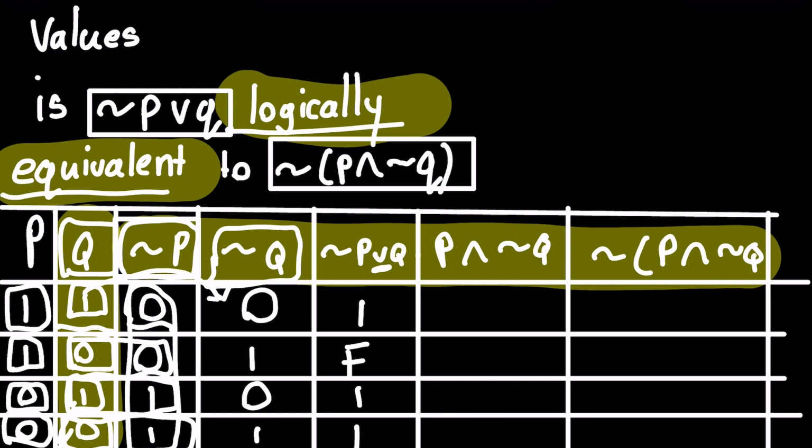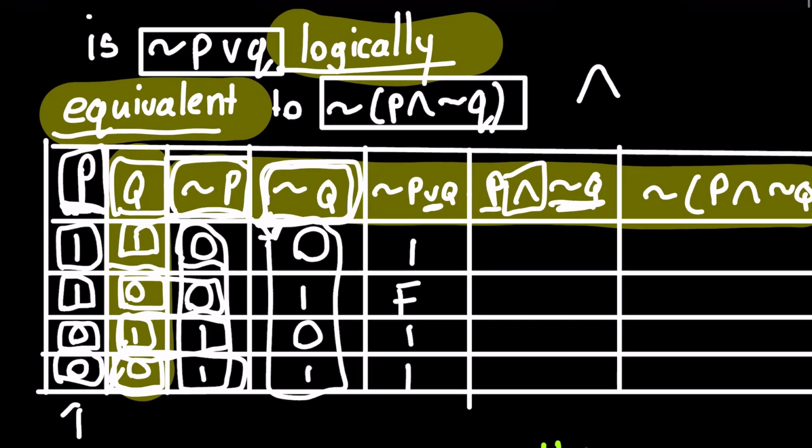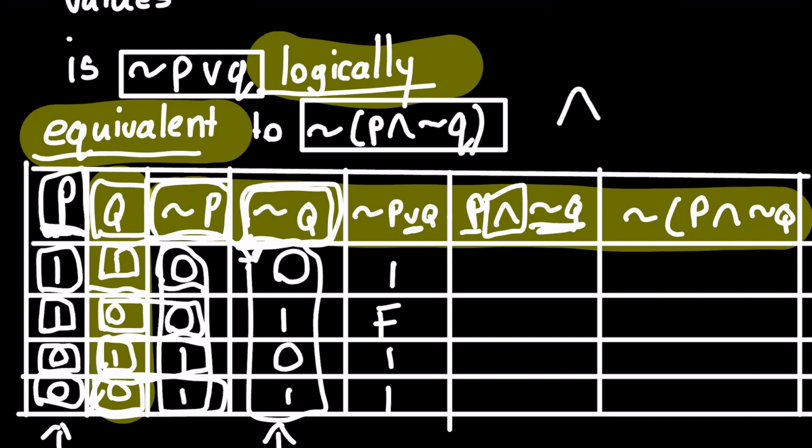Okay, moving on, we have P now, and we have P and the negation of Q. So remember this sign right here, this one is and. Okay, so we're looking for P, so we see P here, and we want the negation of Q. So we're looking at these two columns, this one and this one. So for the AND gate, what we want is we want both to be true.